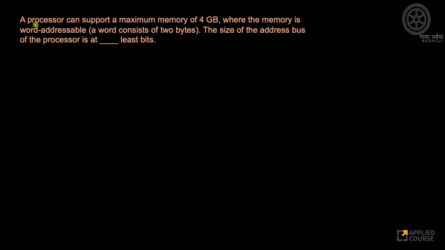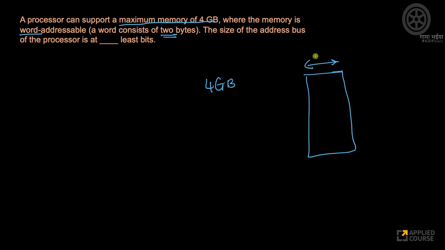So let's look at this question. A processor can support a maximum memory of 4 GB, where the memory is word addressable. And the word consists of 2 bytes. The word in your memory consists of 2 bytes, and the total memory that it can address is 4 GB. The size of the address bus of the processor is at least dash bits.